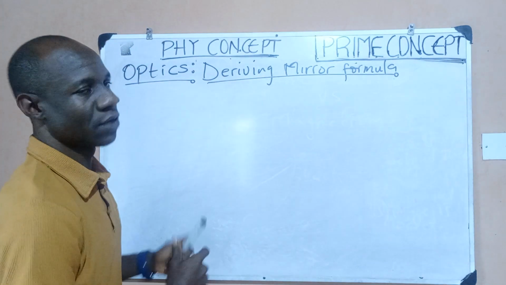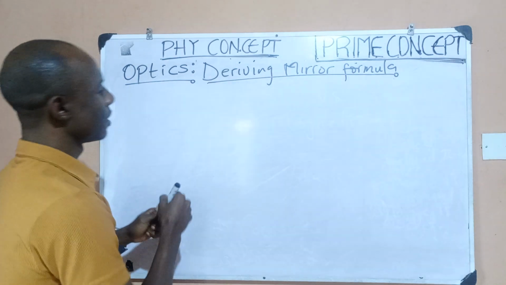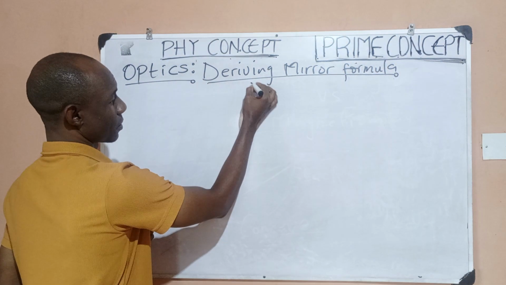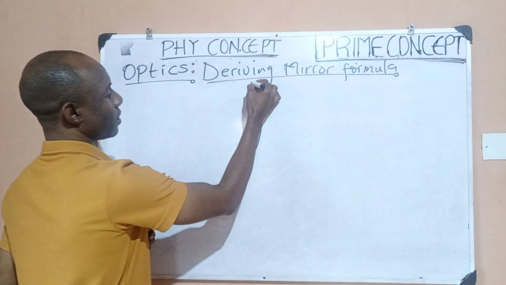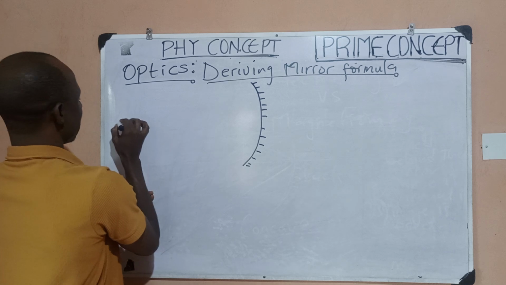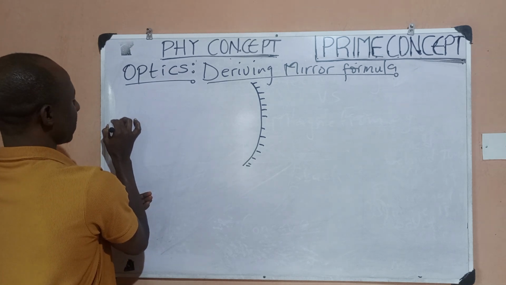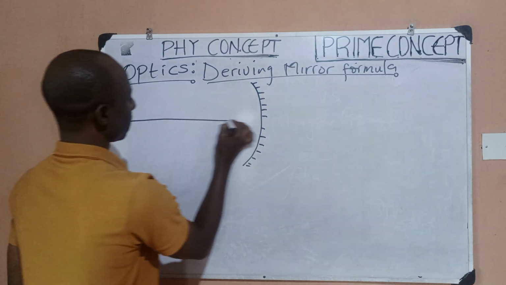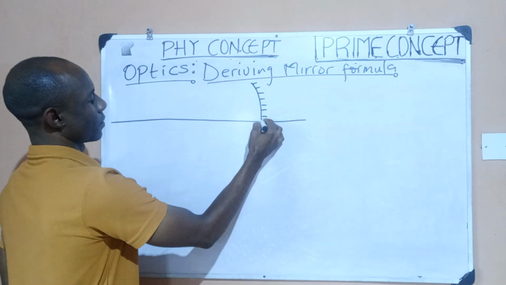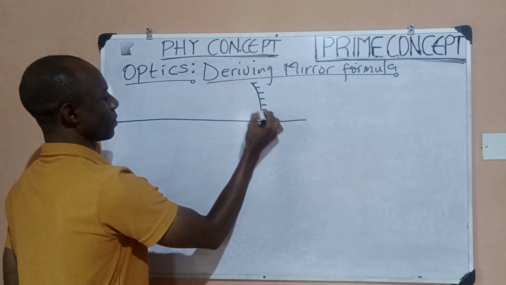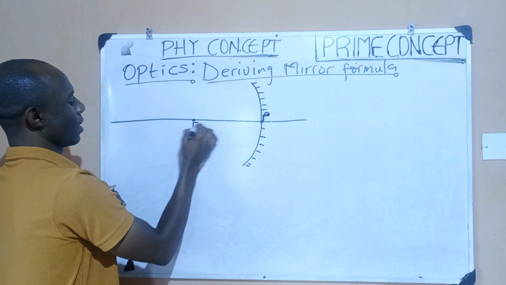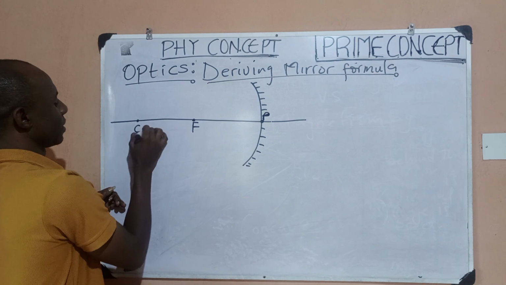Now we want to assume one of the positions of objects. So say this is our concave mirror. So this is my concave mirror, and I have my principal axis. This is my principal axis. So this is my pole P. This is F. This is C.